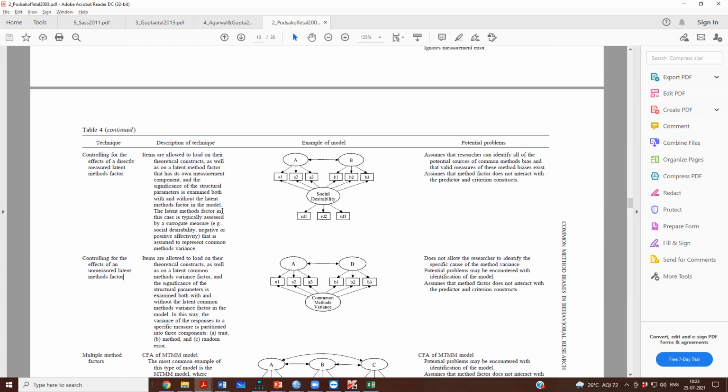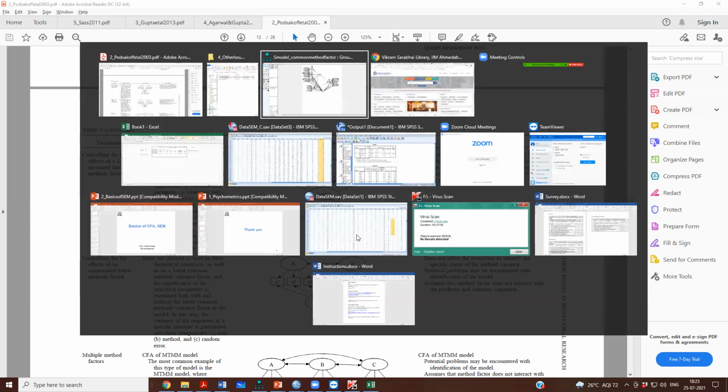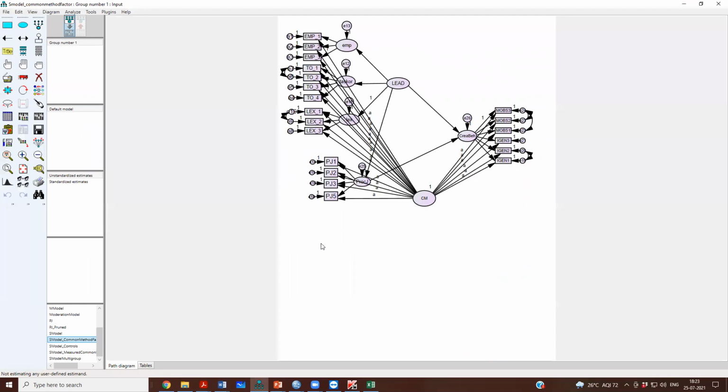Yes, Shilpi. Yeah, sir, one thing I didn't get: why are we putting that as a latent variable, not as an independent or observed variable? If we are taking the social desirability, so we are measuring it, why didn't we put it as an observed variable, and why do we put it as a latent variable?